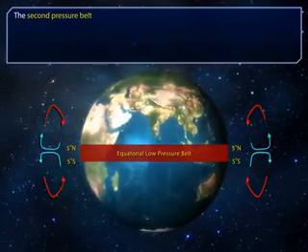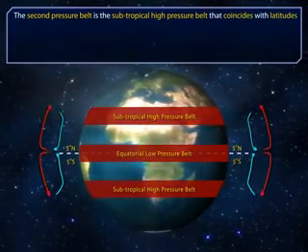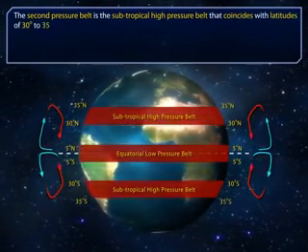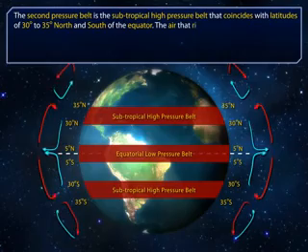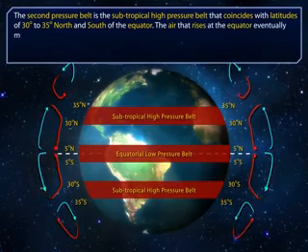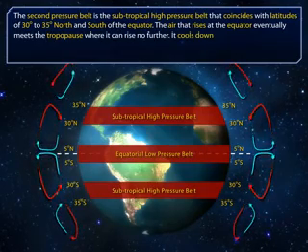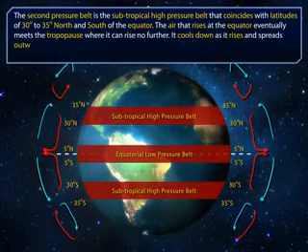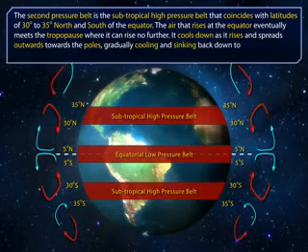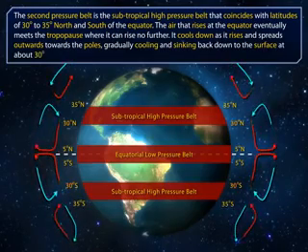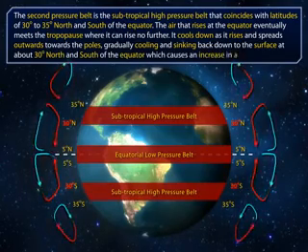The second pressure belt is the subtropical high pressure belt that coincides with latitudes of 30 degrees to 35 degrees north and south of the equator. The air that rises at the equator eventually meets the tropopause where it can rise no further. It cools down as it rises and spreads outwards towards the poles, gradually cooling and sinking back down to the surface at about 30 degrees north and south of the equator, which causes an increase in air pressure.